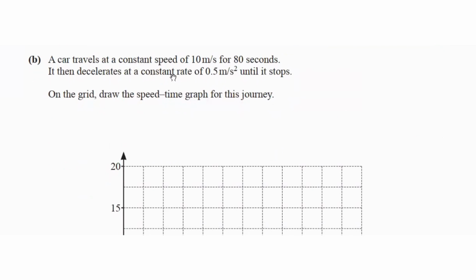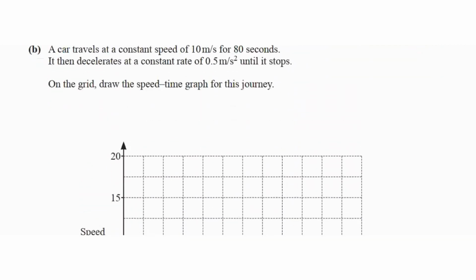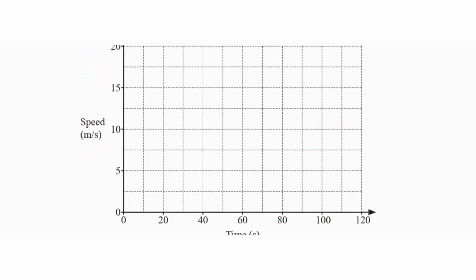A car travels at a constant speed of 10 meters per second for 80 seconds. It then decelerates at a constant rate of 0.5 meters per second squared until it stops. On the grid, draw the speed time graph for this journey. So first, it's at a constant speed of 10 meters per second for 80 seconds. That's going to be till here.